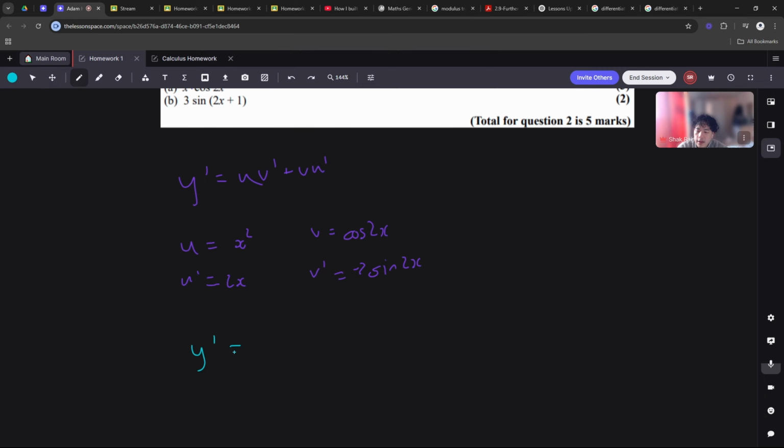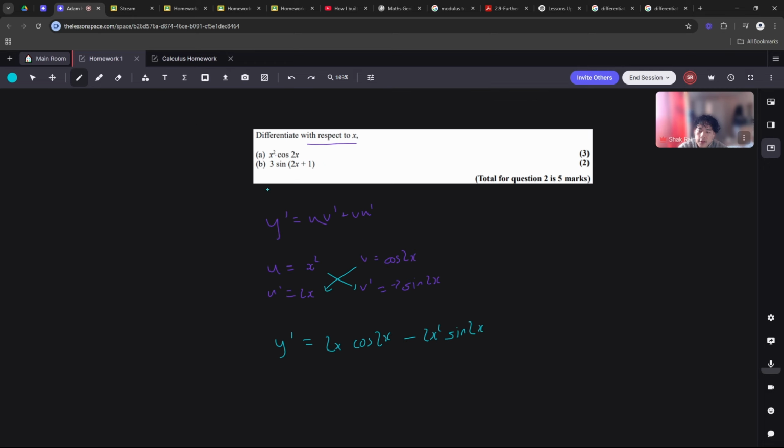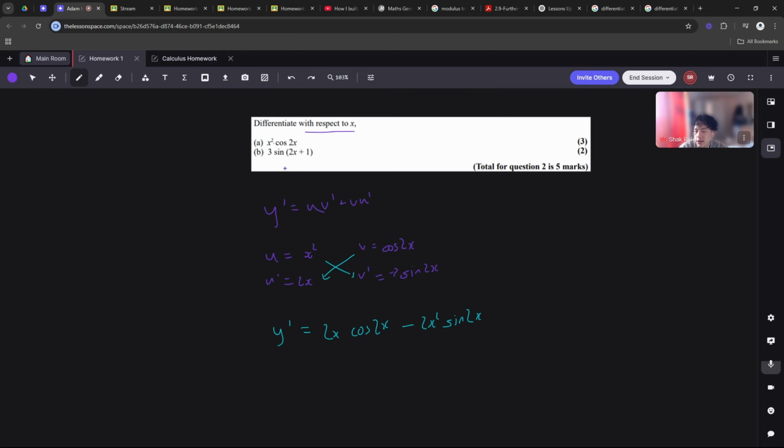And then from there, we just put it back into the equation. So y dash therefore just equals this times that and this times that. Let me just make this one positive. So 2x cos 2x minus 2x squared sine 2x. And that's literally it. That's how easy it is. This next one here, it's not the same thing actually. This is just the chain rule.